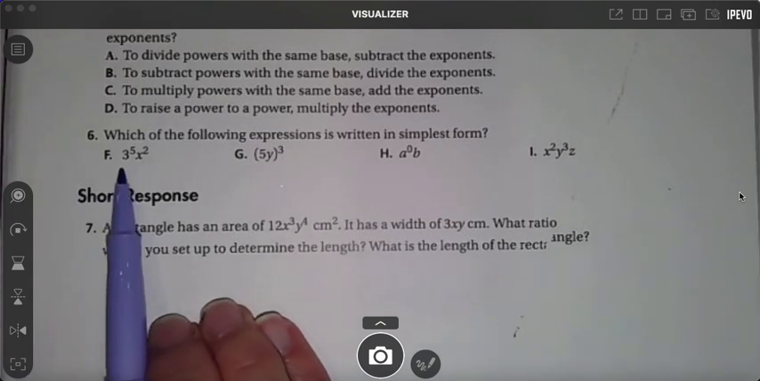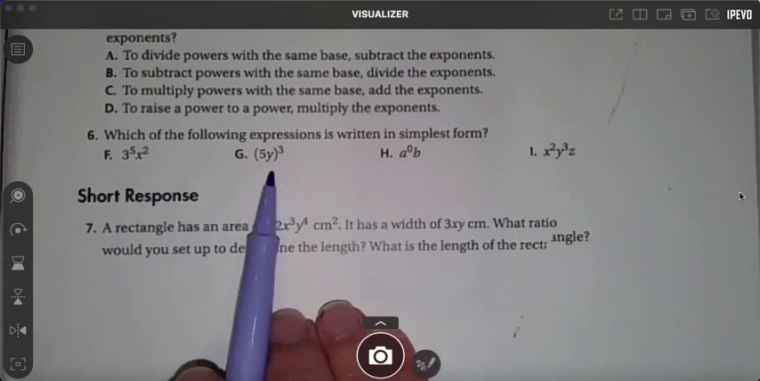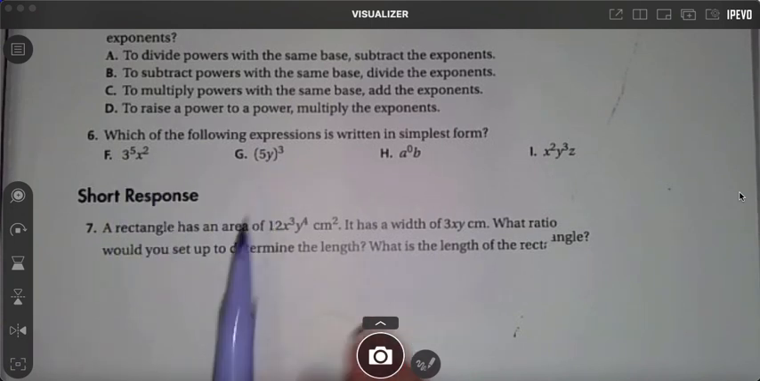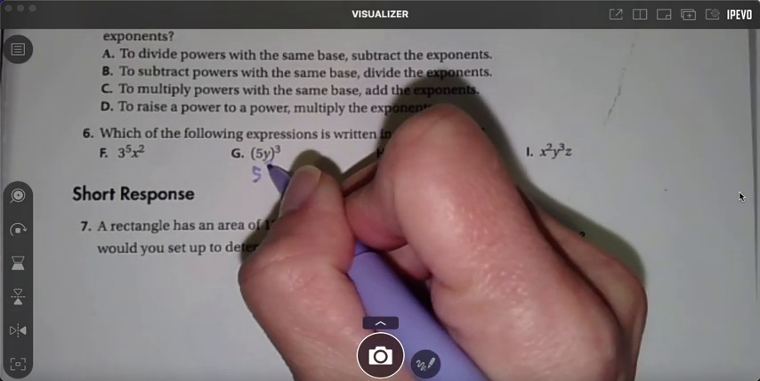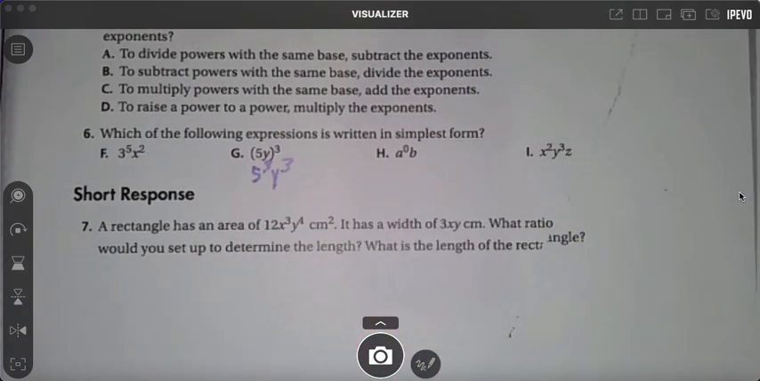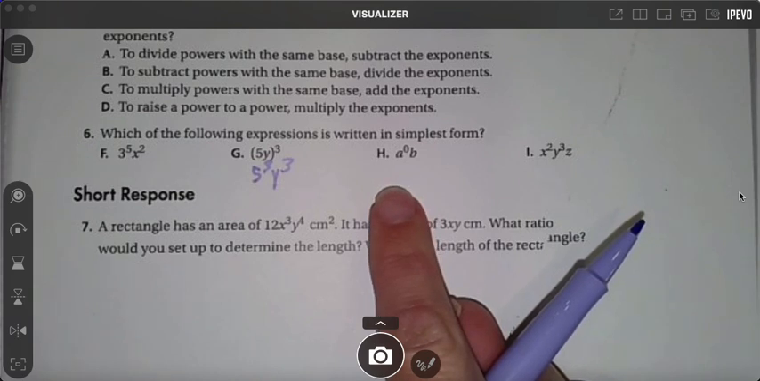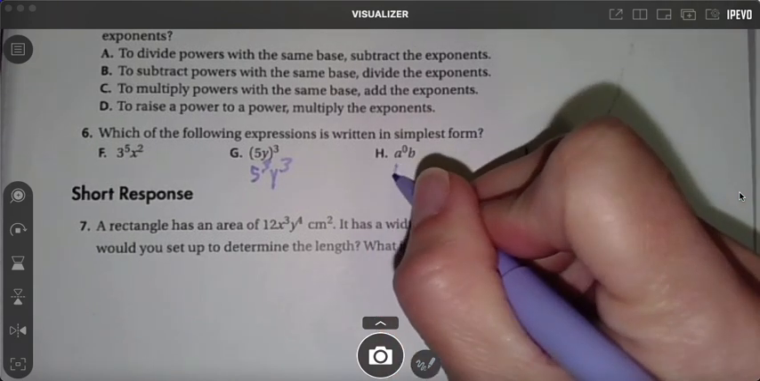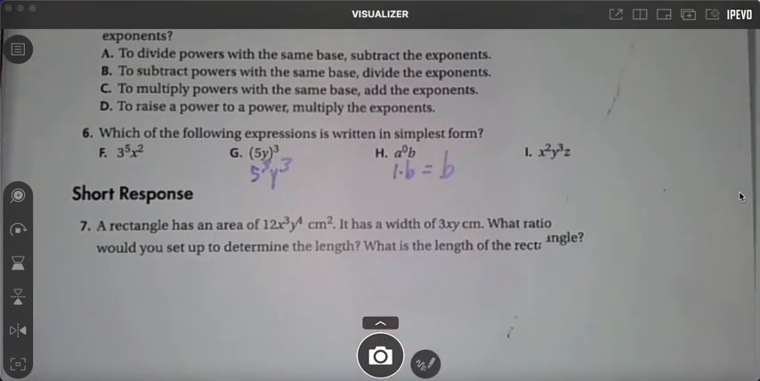You would need to find 3 to the 5th. What's wrong with this one? Yeah, you would have to do 5 to the 3rd and y to the 3rd, and then figure out what 5 to the 3rd is. What's wrong with this one? A should be 1. A to the 0 should be 1 times b, which is just b.